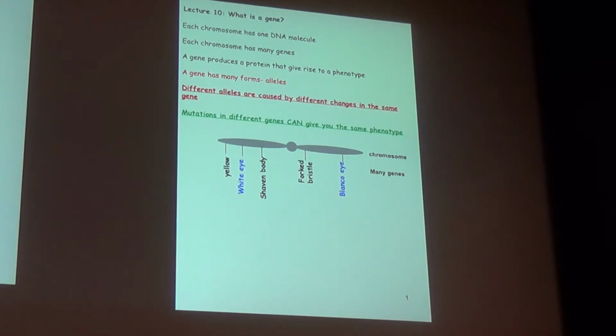Except you are a researcher in Spain, and you are calling this eye blanco eyes, right? So, you might have two genes that are giving you the same phenotype.